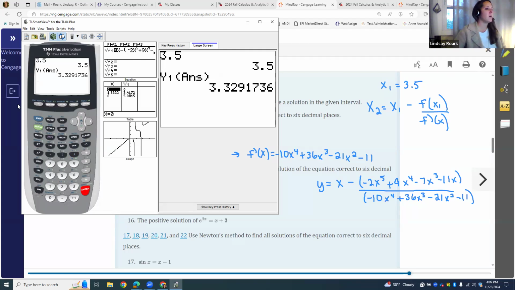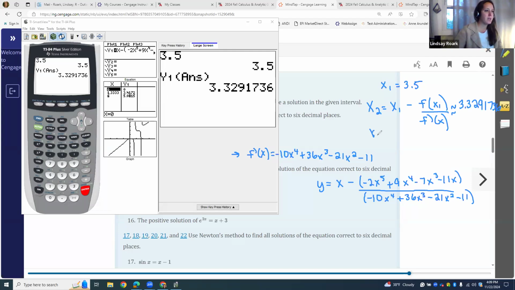Okay, so my second iteration, X2. I remember I started with 3.5. You could have started with anything between 3 and 4. It would be 3.3291736. And it says again to be accurate to 6 decimal places. So I want to repeat this again to see what X3 would be.